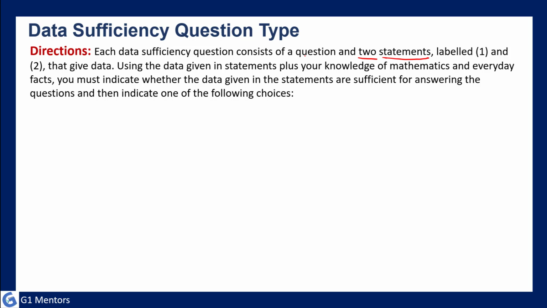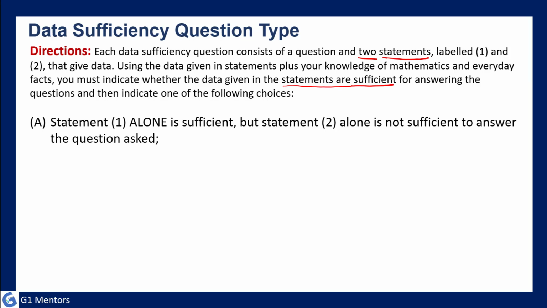Using the data given in statements plus our knowledge of mathematics, you must indicate whether the data given in the statements are sufficient for answering the question, and then indicate one of the following choices. The choices of the data sufficiency questions are as follows. Always, the first choice, or the A choice, is if statement 1 alone is sufficient, but statement 2 alone is not sufficient.